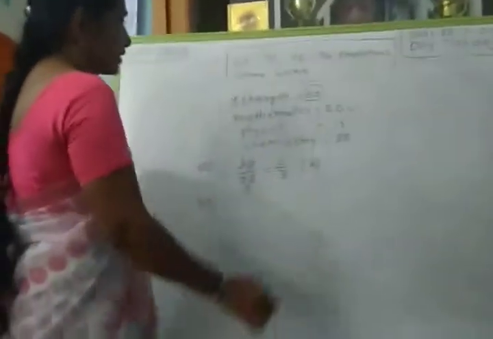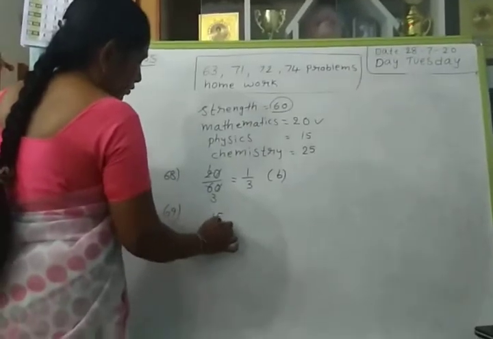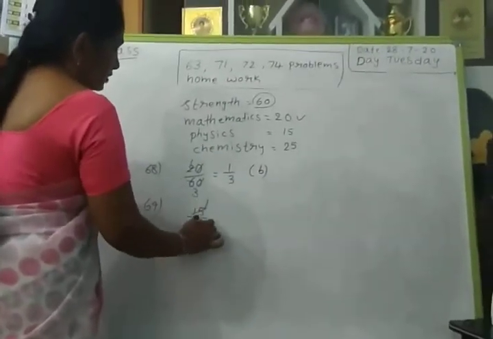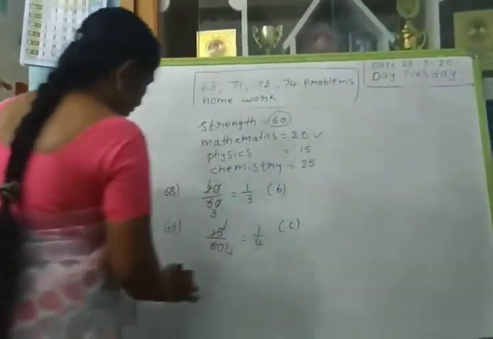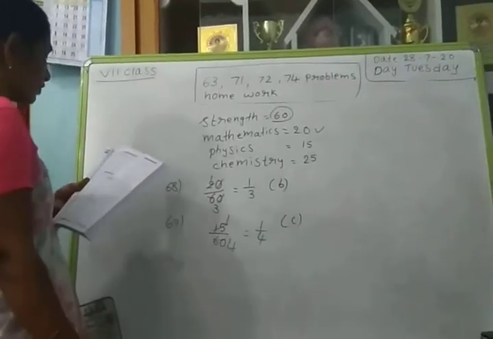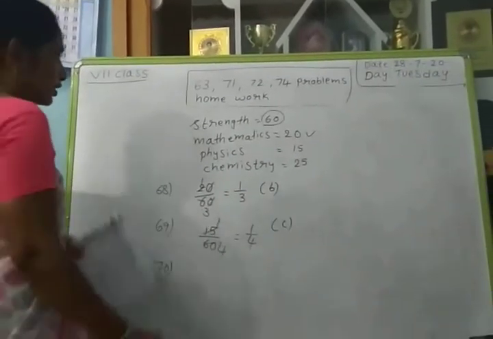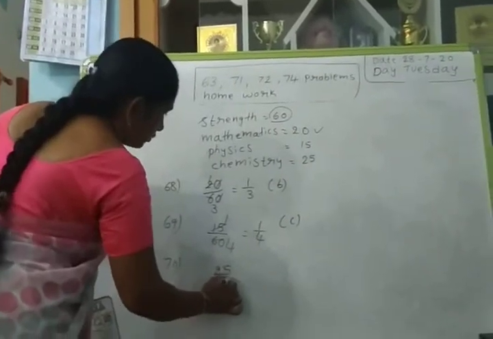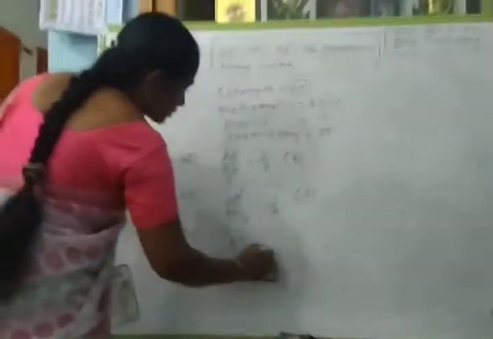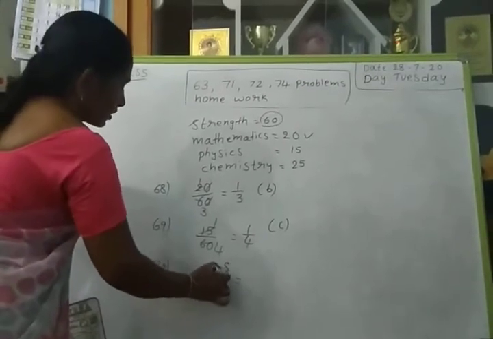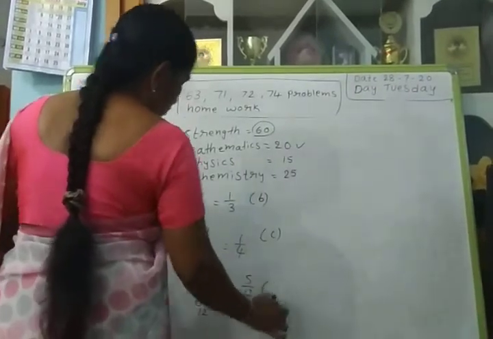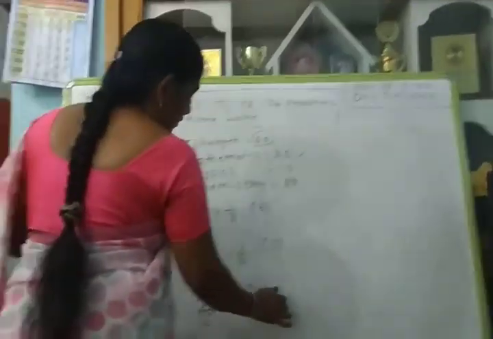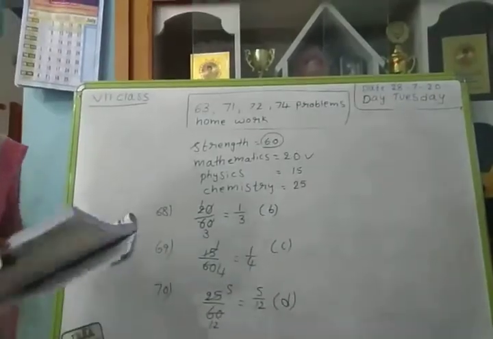69th. The fraction of students who like physics. Physics, how many members? 15. Total strength 60. 15 ones are 15, 15 fours are 60. What you will get? 1 by 4. Option C. Next 70. The fraction of students who like chemistry. Chemistry, how many members? 25. Total strength 60. So what you will get? 5 5s are 25, 5 12s are 60. 5 by 12. So which option is correct? Option D. Like this you have to do.